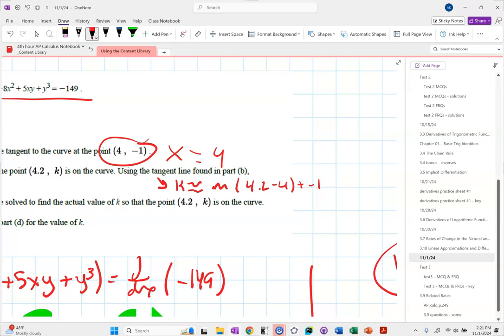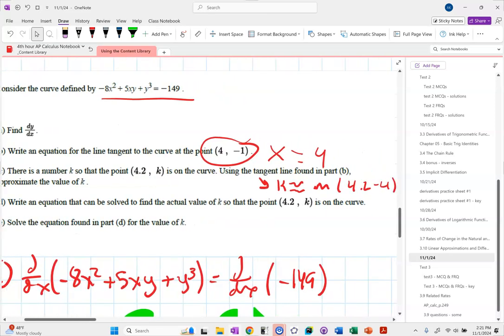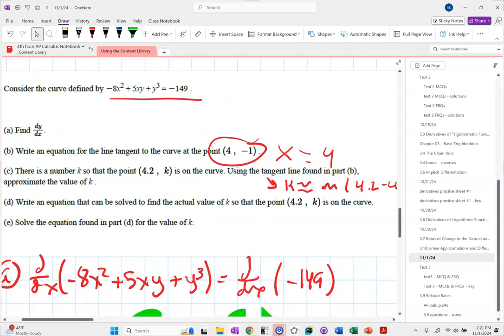The second piece says, oh, it says there is, not is there. That's a reading wrong by my part. Part D says write an equation that can be solved to find the actual value of k. So what am I going to do to figure that out? Going to use this. Yes, sir.